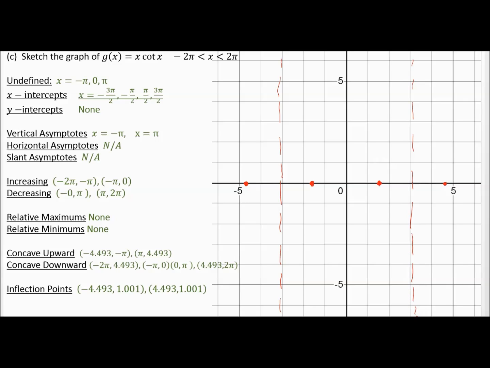All right, now, horizontal asymptote, remember we talked about that. We're only looking at the interval negative 2 pi to 2 pi, so we're not going out to infinity in both directions. Slant asymptote, we didn't have one. Notice we're increasing from negative 2 pi all the way to negative pi. So over here we're increasing, okay? And we could go back and look at the behavior of the asymptote. If we're approaching negative pi from the left, it should have been increasing, okay?